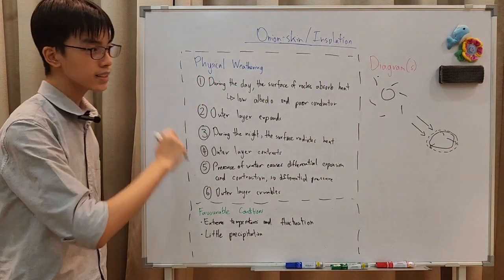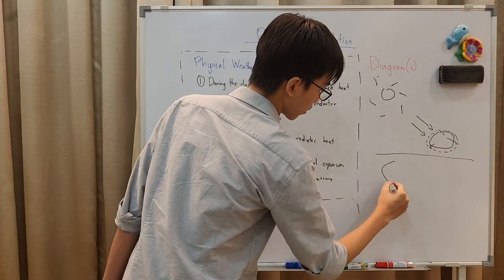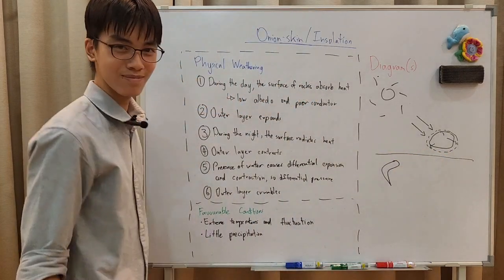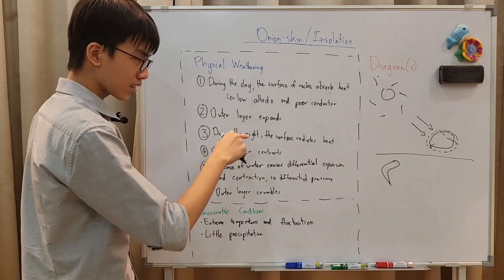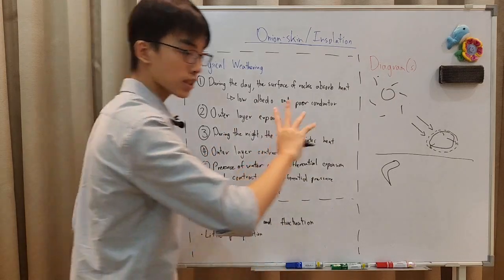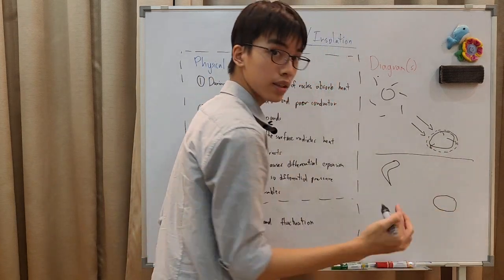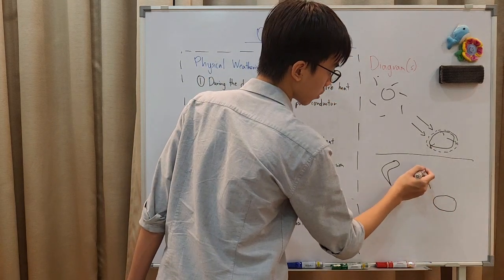But then during the night, so you draw a nighttime diagram. You can split this in half. Draw a nighttime diagram with the moon. The surface radiates the heat because there's no light, there's no sunlight going in, there's no insolation. You get your rock here. It is the one now giving out the heat. So you draw heat going out.